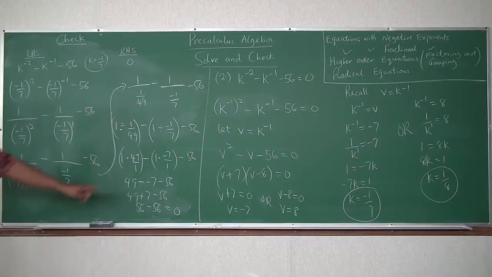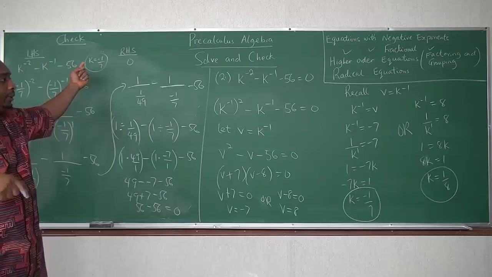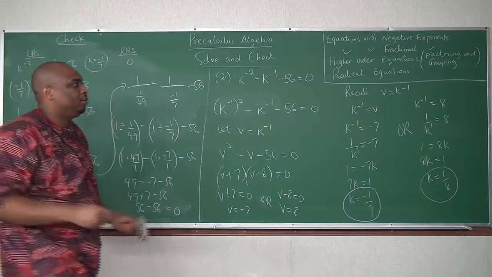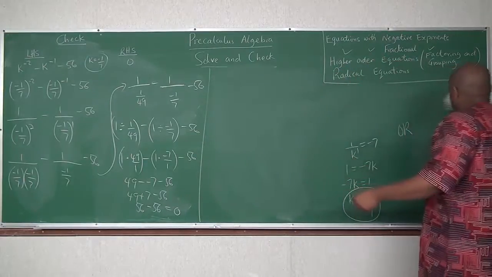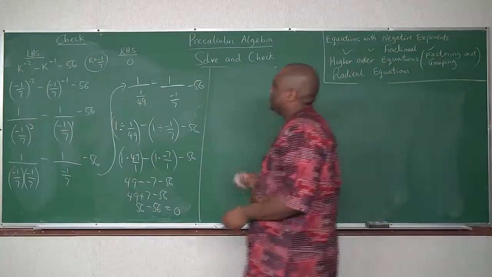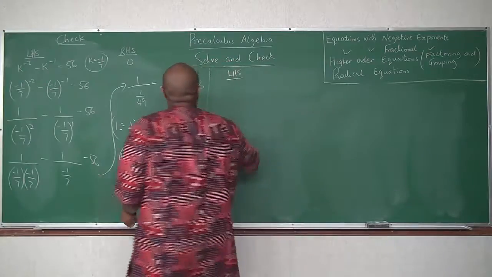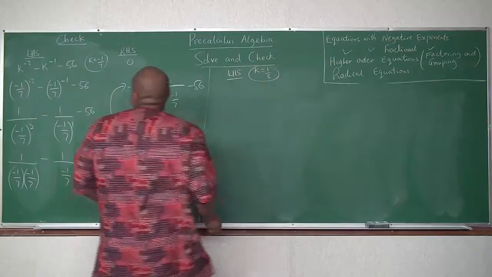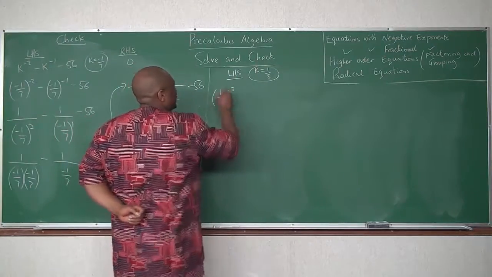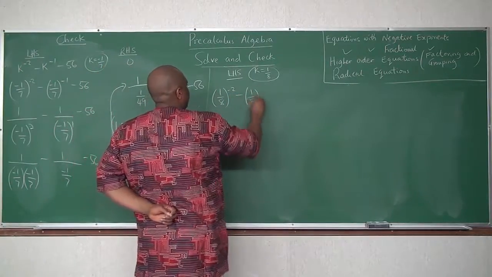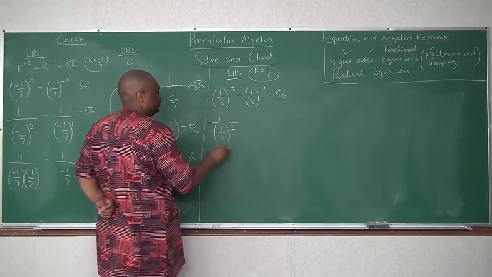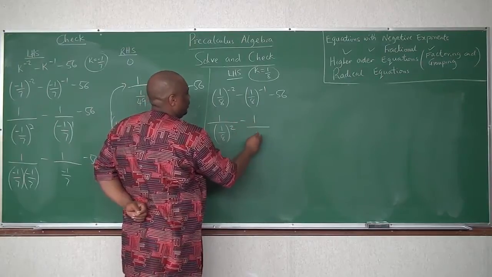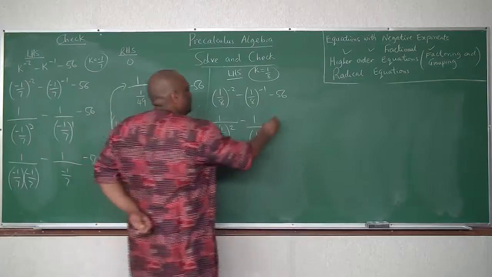So 0 on the left, 0 on the right. We can jump up, right? We need to check for 1 over 8. We need to check for both of them to make sure that we are right. So we come over here to check for 1 over 8. Still on the left hand side, in this case k is equal to 1 over 8. So this will be 1 over 8 exponent negative 2 minus 1 over 8 exponent negative 1 minus 56. So this is 1 over 8 all squared minus 1 over 8 all raised to power 1 minus 56.